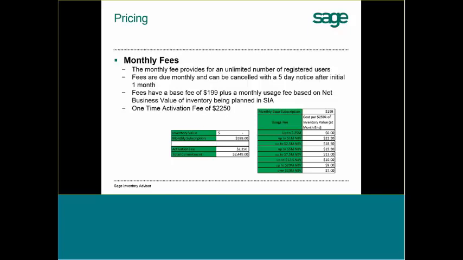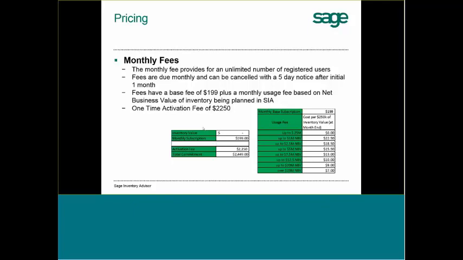But the monthly fee is based on how much inventory, the inventory value that you're planning in Inventory Advisor. And it's broken up into two pieces. We have a base fee of $199. Then we have a fee based on how much inventory you're planning in the tool. And there's a rate for every $250,000 of inventory. And so we'll take those two together.